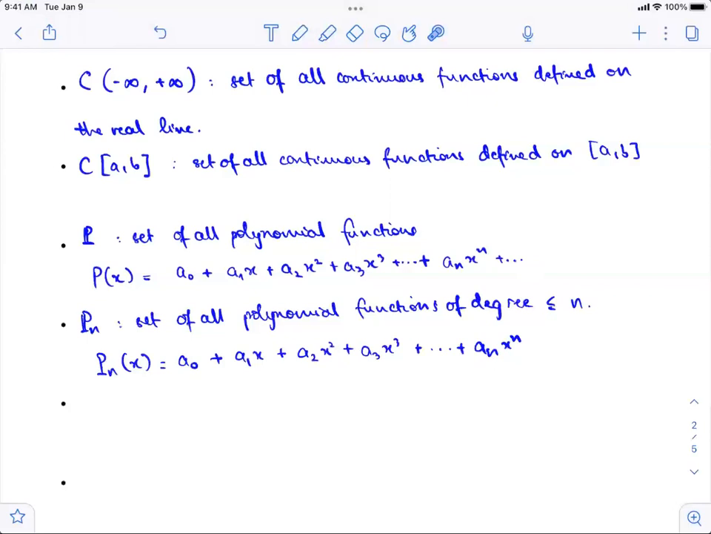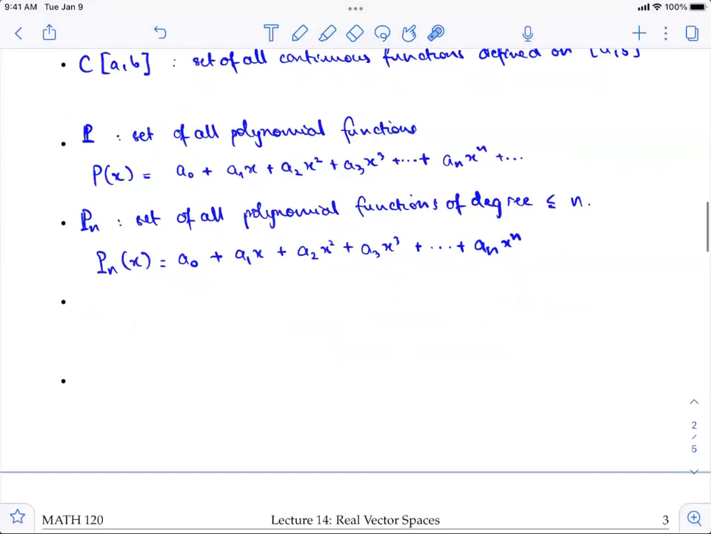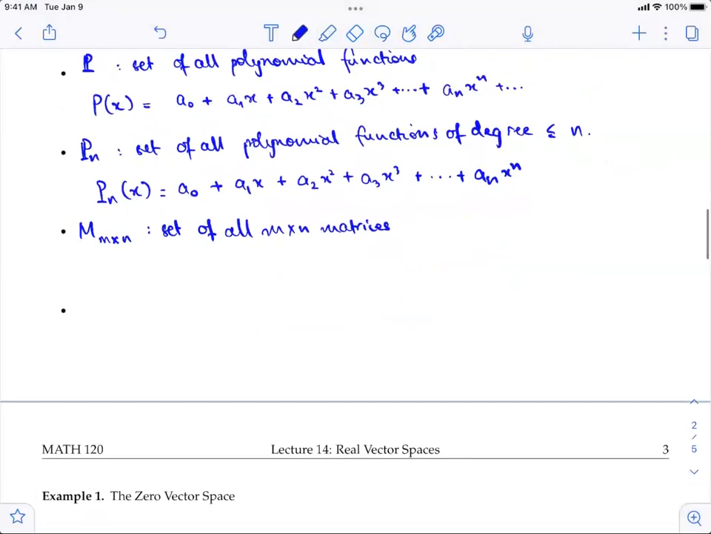Now you go to a matrix space. You have capital M sub m by n. This is the set of all m by n matrices. Okay, and capital M sub n by n, which is the set of all square matrices.